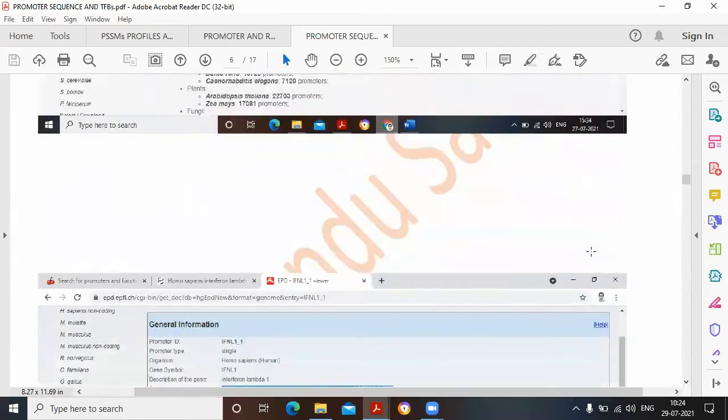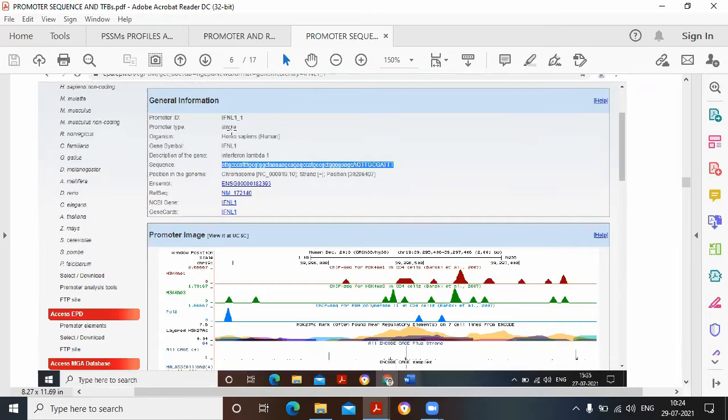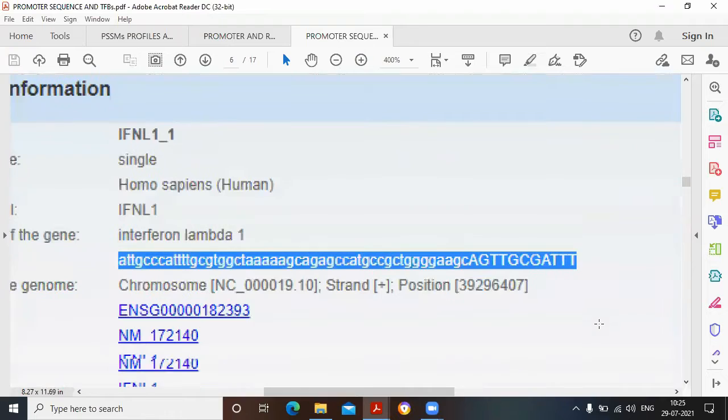In the first part of the result page, the name of the gene whose mRNA sequence I provided is mentioned, along with the promoter type. They have found a single promoter with this particular sequence, and then the organism, Homo sapiens, which I already selected. The gene symbol is IFNL1, a GenBank symbol, and then the sequence, which I have highlighted here. If we enlarge it, it will be much clearer.